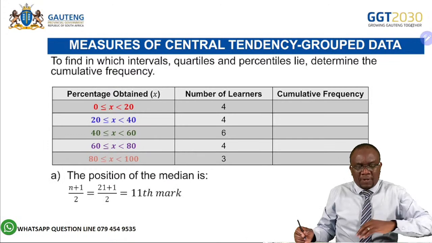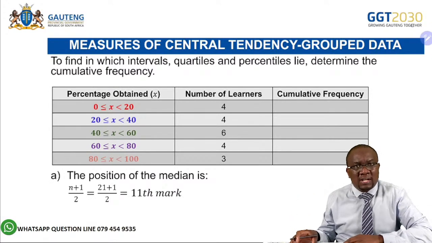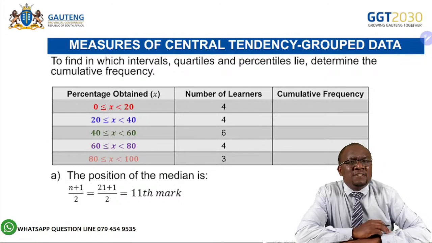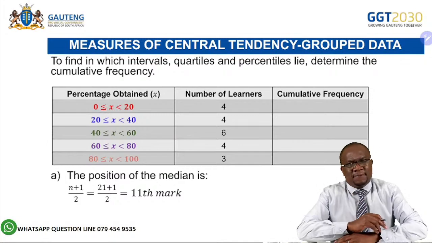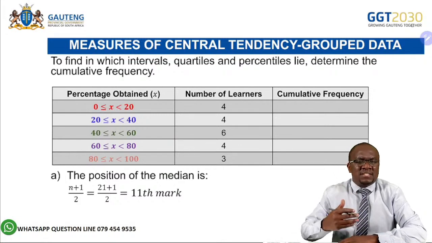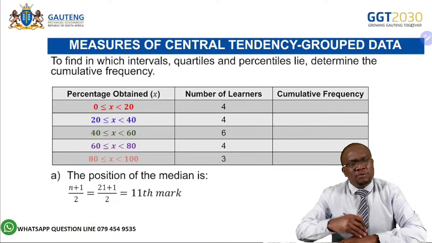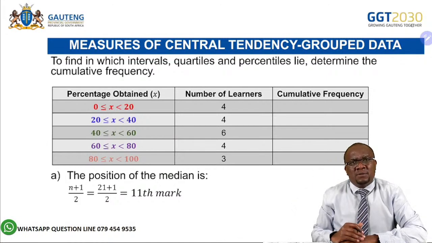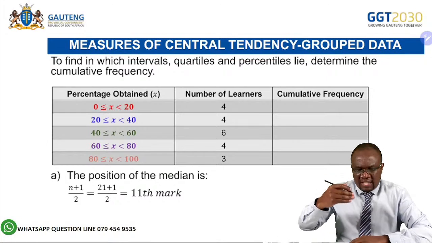So for you to be able to do that, you can add another column, which is called cumulative frequency. Cumulative means what? I've heard math teachers saying, oh, mathematics is a cumulative subject. What do they mean by that? You keep on building, you keep on adding things. You see that? So cumulative, we're saying we're adding.